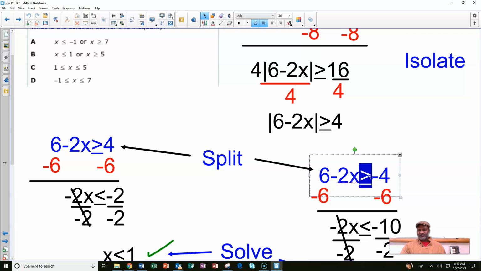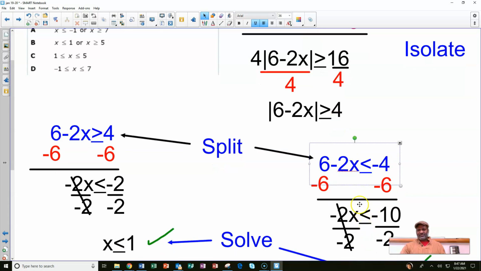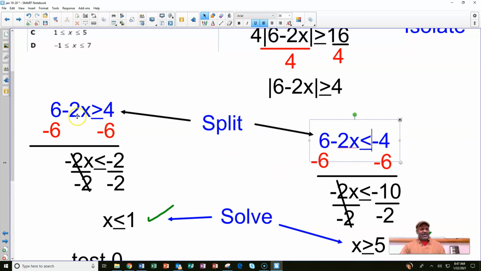So this should be a less than or equal to negative 4. That's how you split when you have an absolute value that is greater than a number. So let's go ahead and go through this. On this side, I'm going to isolate x. So I'm going to subtract 6 from both sides. Then once I do that, I subtract that.